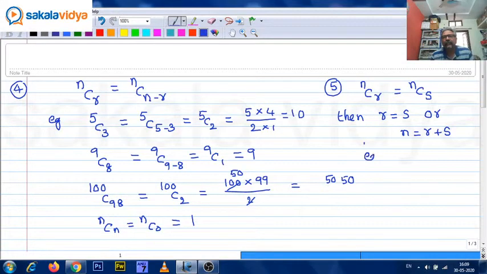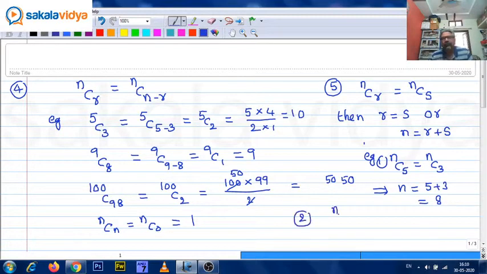So one example let me discuss here. For example, nC5 is equal to nC3. What is n value? n is equal to 5 plus 3, that is equal to 8. So for example, nC7 is equal to nC8. Then n is equal to 7 plus 8, which is equal to 15. Okay, understood now?